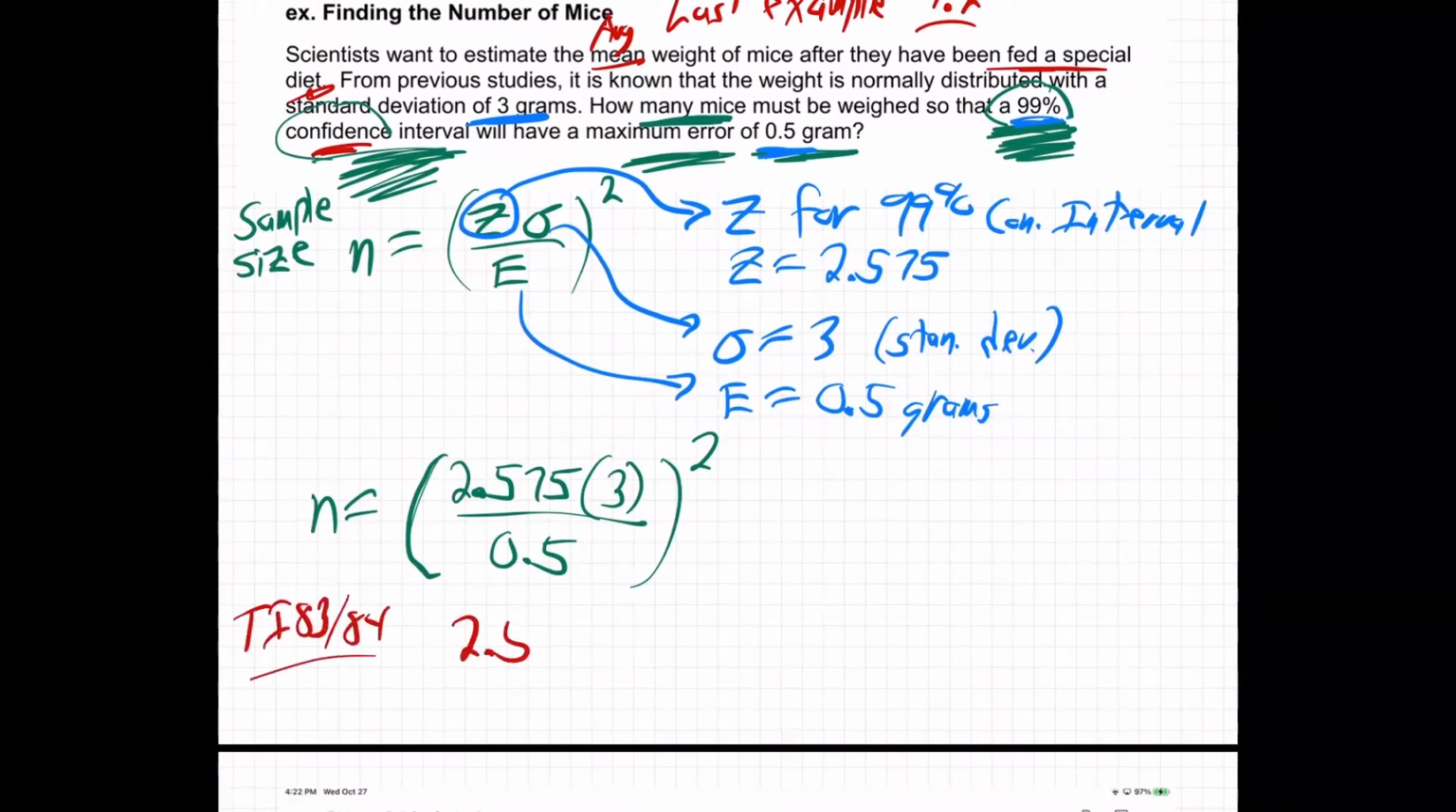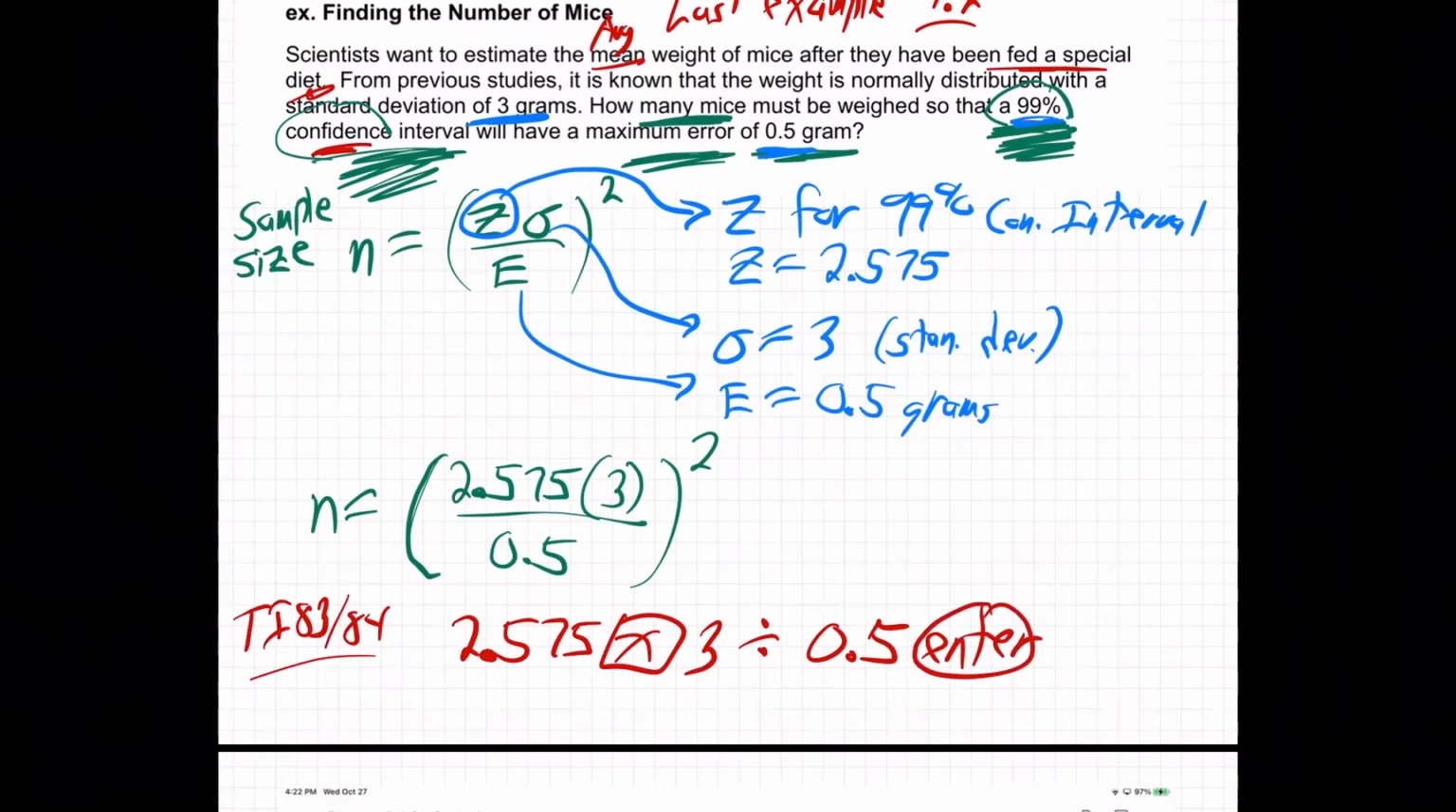83 or 84, you'd go 2.575 times, don't worry, notice I did not put the first parenthesis. You don't need to. I'm gonna show you the easiest way here. Times 3 divided by 0.5, and then just hit enter. If you hit enter, then it calculates the whole thing. And then you can just hit the X squared button at the end and it squares the whole thing. It takes care of the parentheses for you automatically. Whenever you hit enter, it does the whole thing. So it does the whole inside and then hit X squared at the end.